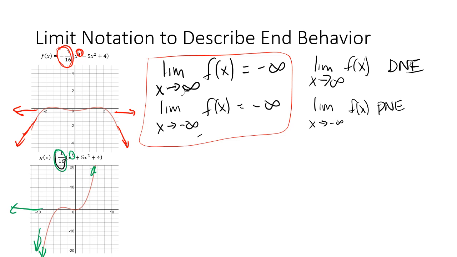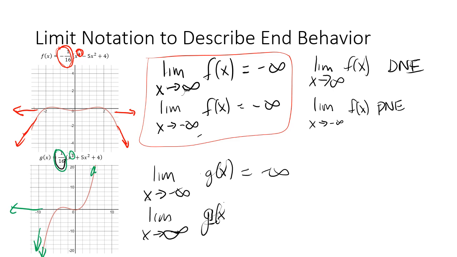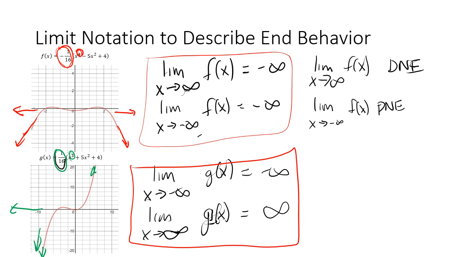So we can write this as the limit as x approaches negative infinity of g of x, I said g and I wrote f, is going to be negative infinity. And the limit as x approaches positive infinity of g of x is going to equal positive infinity. And this will be the case for every odd degree polynomial with a positive leading coefficient. These would be opposite if we had a negative leading coefficient. And so that's limit notation.